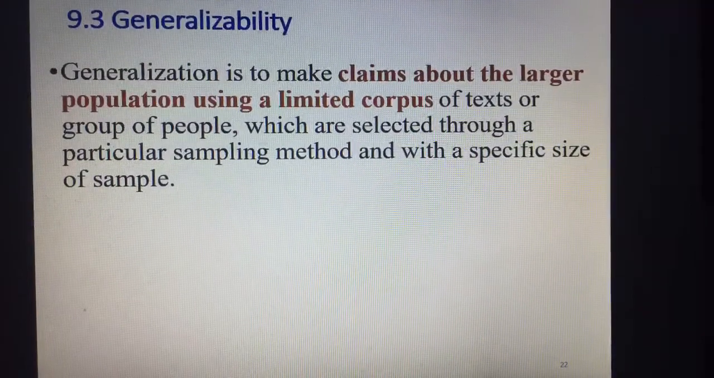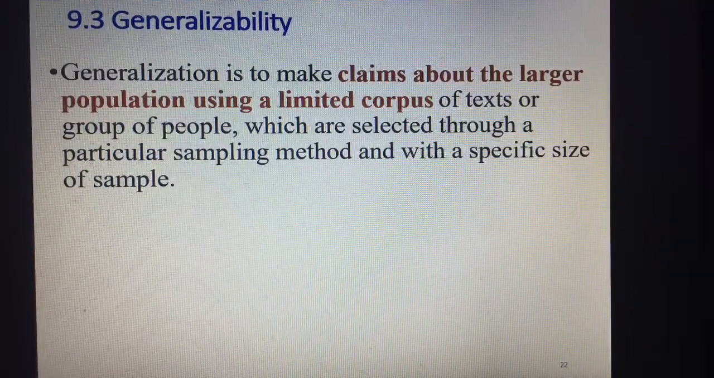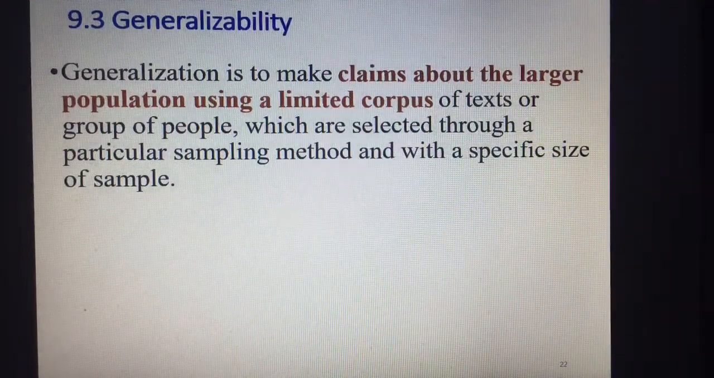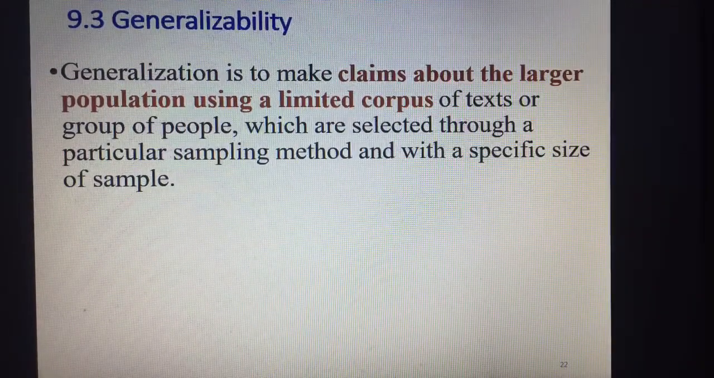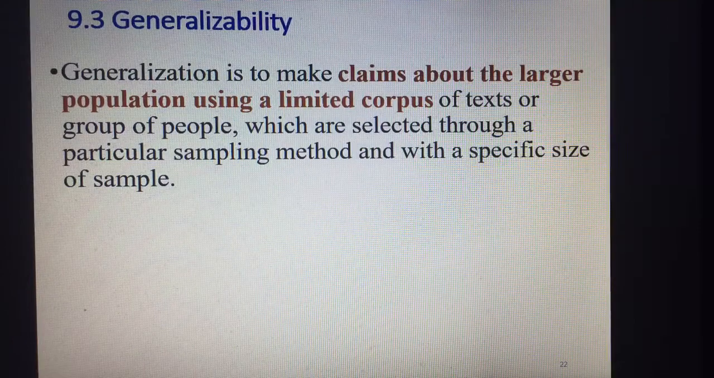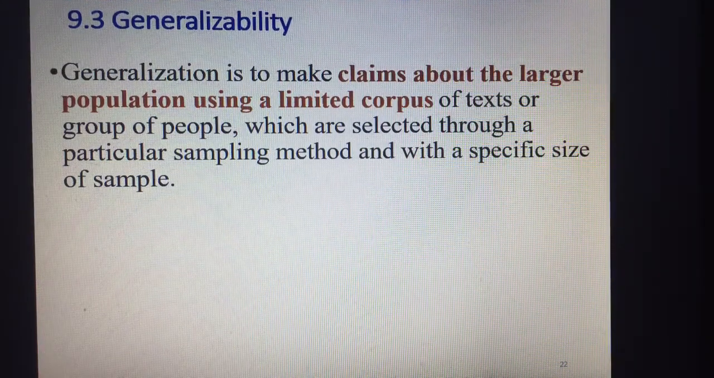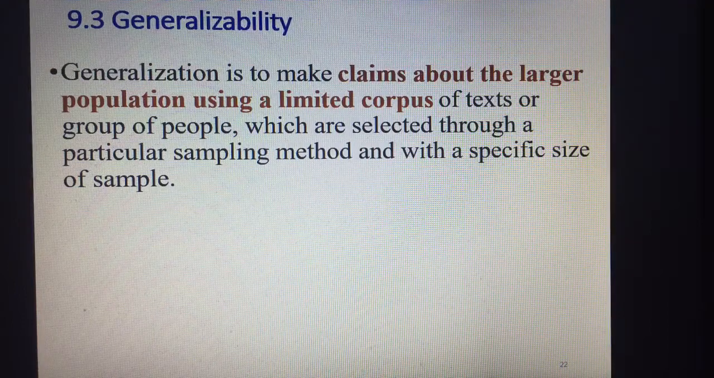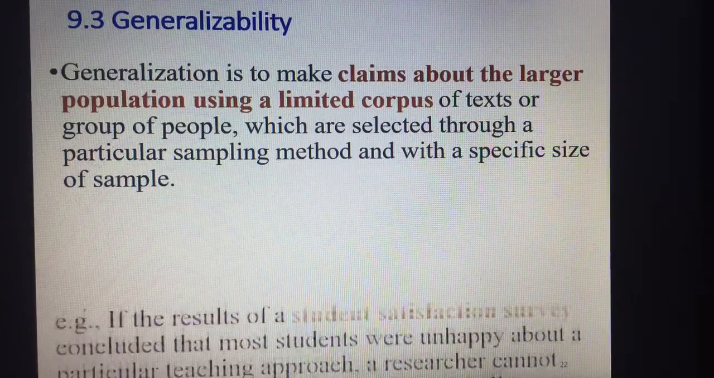Then there's generalizability, which is to make claims about the larger population using a limited corpus of texts or group of people, which are selected through a particular sampling method and with a specific size of the sample itself. So you are trying to draw generalizations from the sample you have.